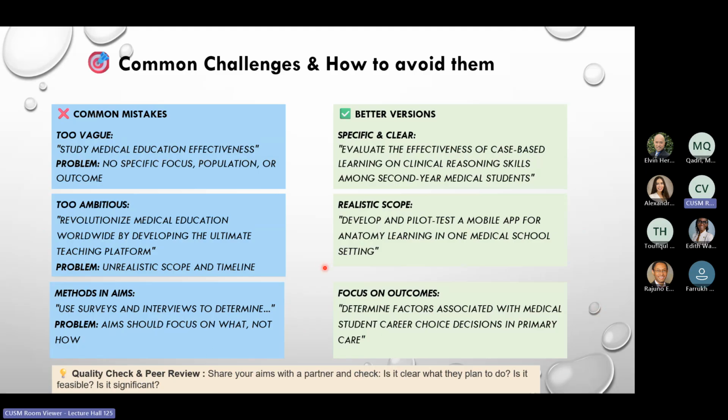The take-home message on this slide is, again, when you write your statements, make sure that you share them with a trusted colleague or peer of yours that's an expert or has experience writing specific aim statements, whether it's for a research protocol or even a proposal for a funding opportunity. Share your aims with a partner or a peer and check, is it clear what they want to do? Is it feasible and is it substantial? Is it significant, that will help you conduct your research and add to the existing research foundations that are out there? Questions so far?